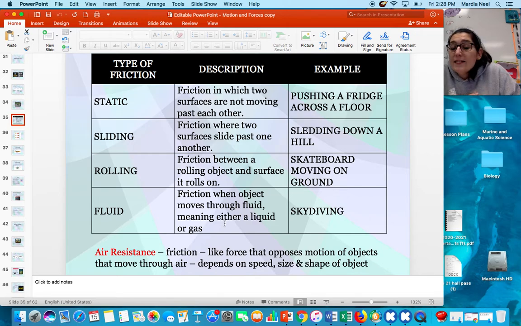When we get to the instance of skydiving in airplanes, that special type of friction is called air resistance. So it's a friction, and it opposes motion of objects that move through the air, but it depends on the size, speed, and shape of the object. So some things have more air resistance than others.